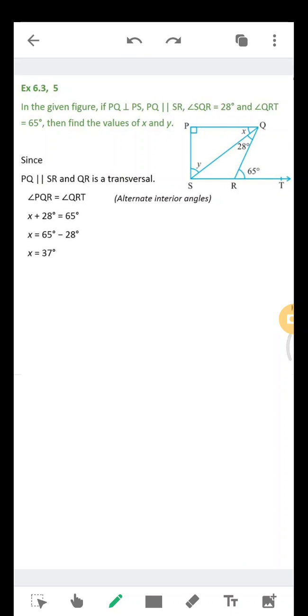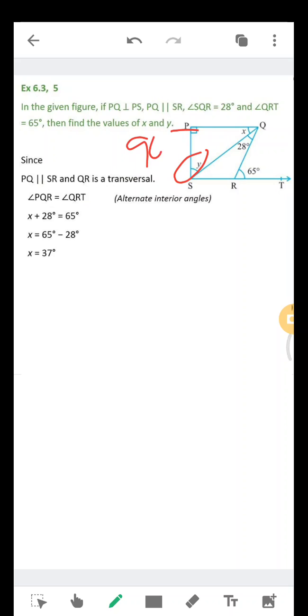As these two lines are parallel, I can say that PQR and QRT are equal because they are alternate interior angles. These lines are parallel and this is a transversal, so alternate angles are formed. So I have taken PQR is equal to QRT. They are alternate interior angles. What is PQR actually? PQR is X plus 28 is equal to 65. So the X value will be 65 minus 28, that will give you 37. So we have got the value of X, that is 37. Now we need to find the value of Y.